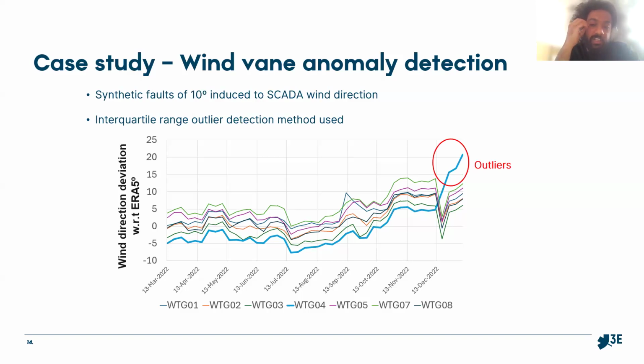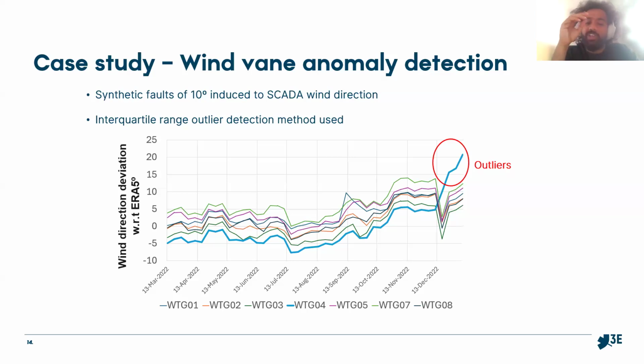And then, as you can see, usually the ERA5 and the SCADA follow a particular direction. But as I told, we introduced a synthetic fault, and you could see it's very different from the fleet pattern in this case, in blue. So in this case we could find the outlier, but as I told, this is a synthetic case.